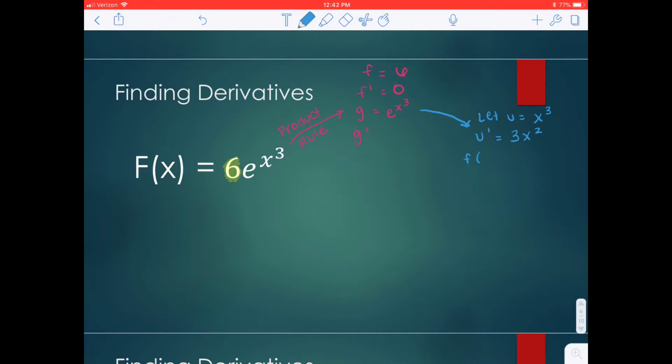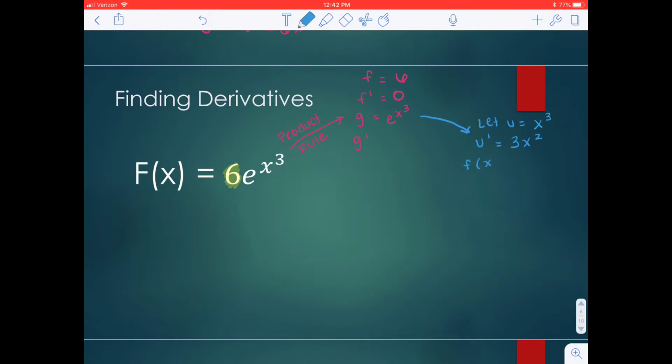My function is just e to the u, so its derivative is just e to the u. And so when I do my f prime times u prime, I end up getting e to the u times 3x squared. And cleaning that up and replacing the u, I have 3x squared e to the x third. So in for g prime, I now can put 3x squared e to the x cubed.